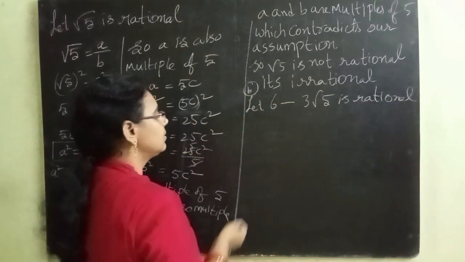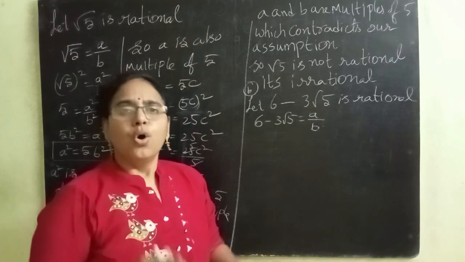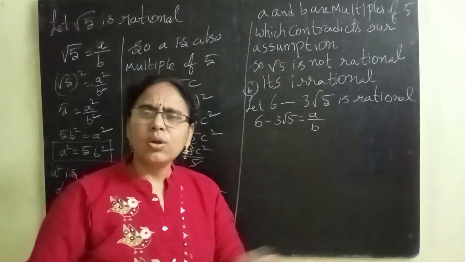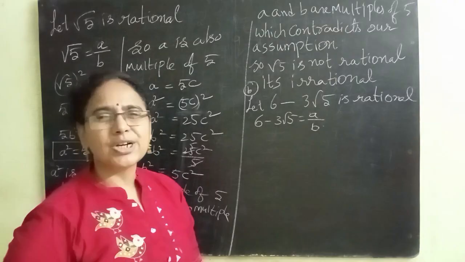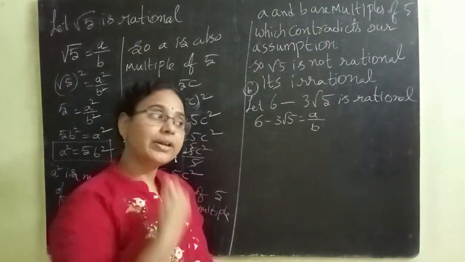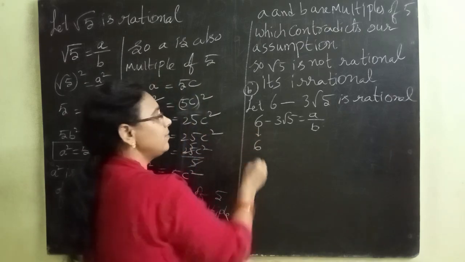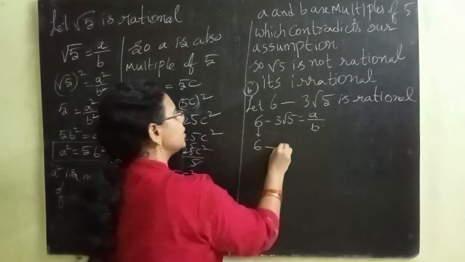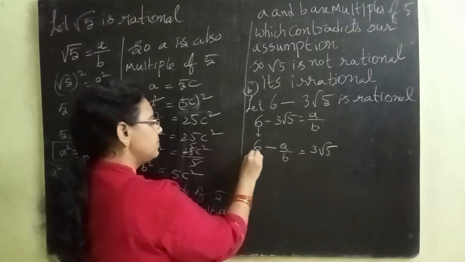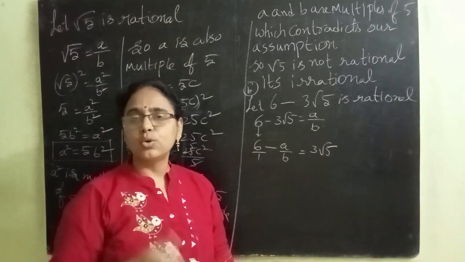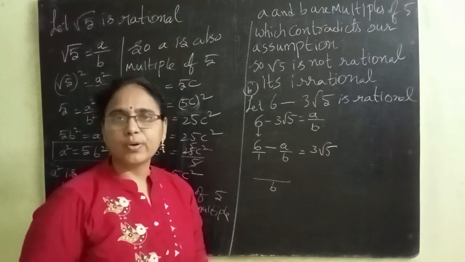Rational means which is in the form of A by B or P by Q. Only the root 5 should remain on one side, so all the other numbers or terms you have to transpose to the opposite side. It is minus 3 root 5. I want to transpose this minus 3 root 5 to the opposite side for getting the positive. So here we have 6. I want to take that A by B to this side, minus A by B. Here 3 root 5 I am transposing. Between rational numbers, either plus or minus, you have to make the denominators the same, find the LCM. What is the LCM here? It's B, the product of denominators.